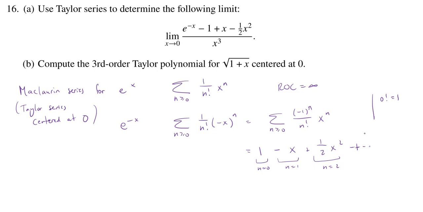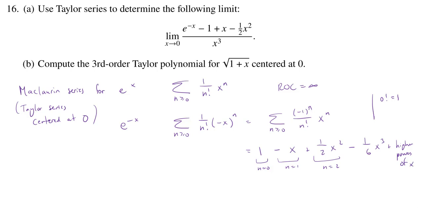Maybe I should write down at least one more term. What would the next one be? Minus 1 over 3 factorial, which is 6, x cubed. And then the rest of the stuff is going to basically look like x to the 4th, x to the 5th, and higher powers of x. So plus higher powers of x.